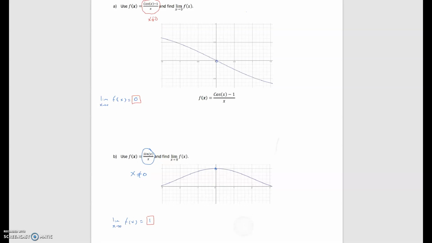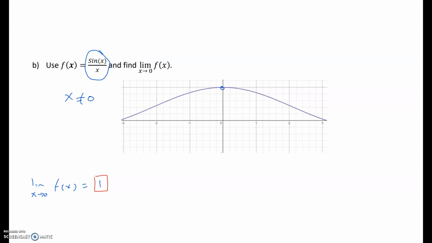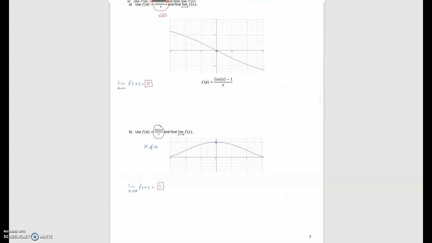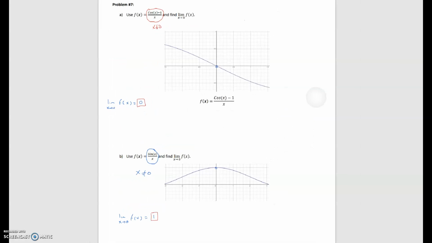The limit as x approaches 0 on the second one, let me just fix that. It looks like an infinity, happens to be 1. That's actually it for problem 7.